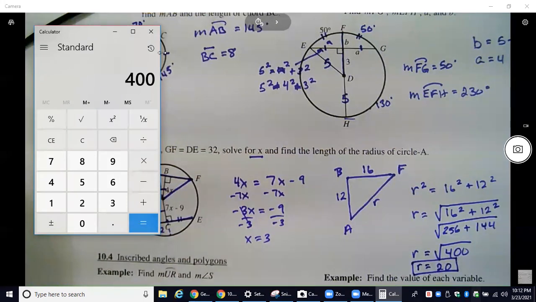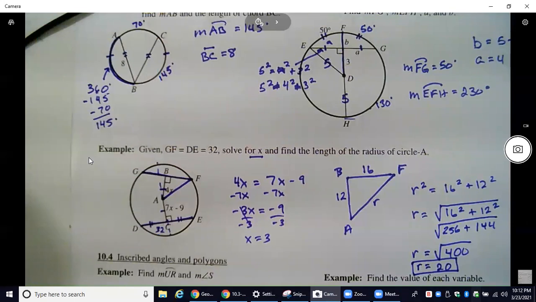Okay, those are your 3 example problems. With this and the circles formula chart, you should be able to get to work on those 10.3 practice problems.